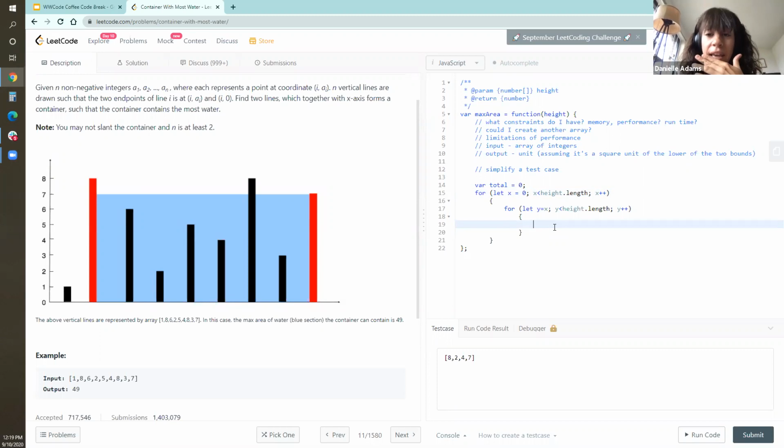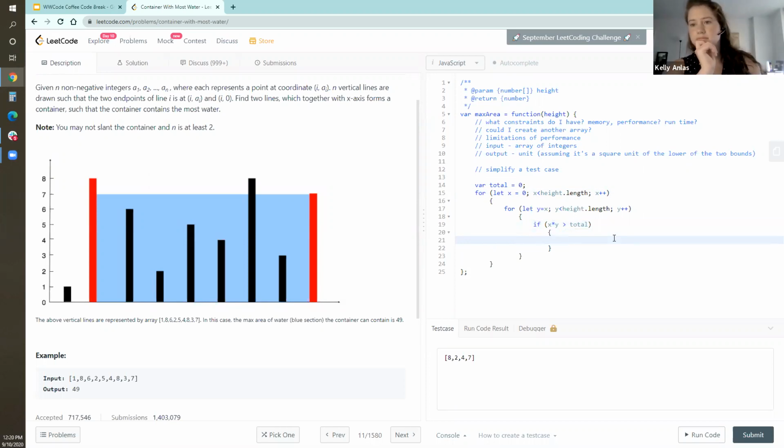Okay, and then we have a total. Oh yeah, we've already declared a variable up here. That's good. And then we would say, if x times y is greater than total, then total equals x times y. Because let's say we have a matrix, and we're comparing each x by y. Maybe x and y aren't the best names, but what we're doing is comparing each one of the bars with all of the other bars in the same array.